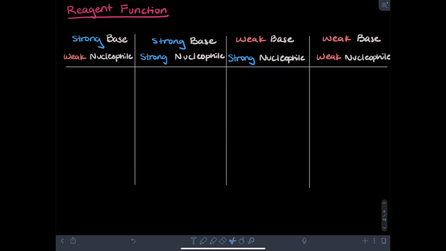In terms of thinking about how the reagent will function, we'll want to consider different molecules and how strong or weak of a base they are, and how strong or weak of a nucleophile they are. In the category of molecules that are strong bases and yet weak nucleophiles, we have the following molecules.